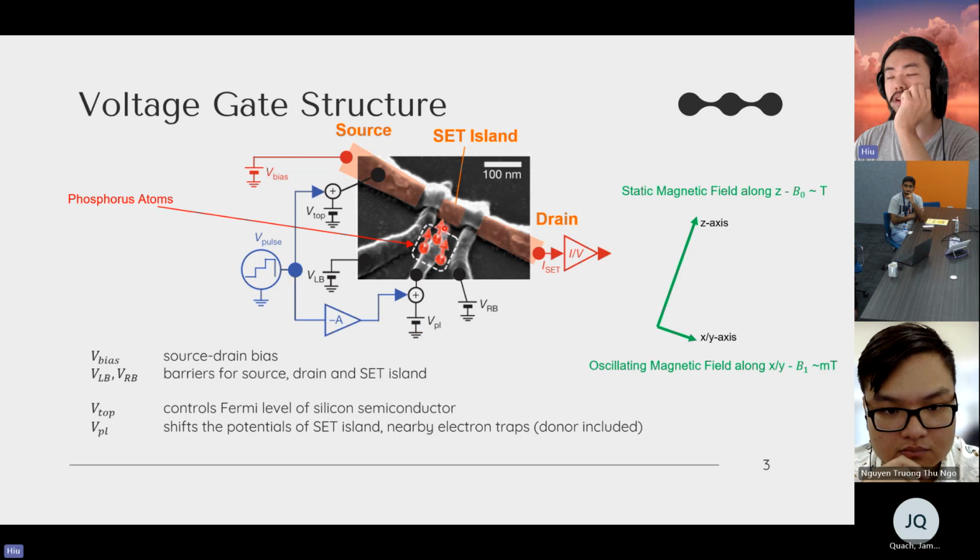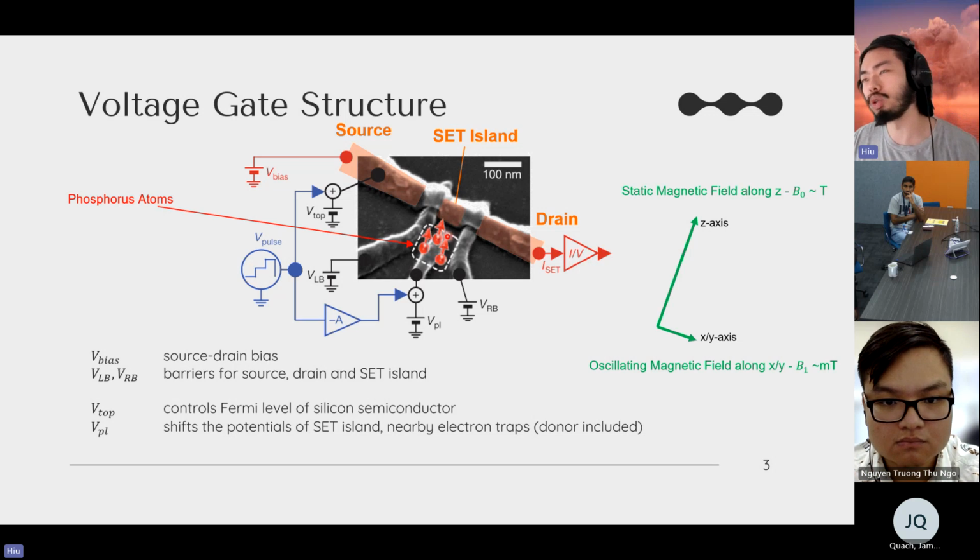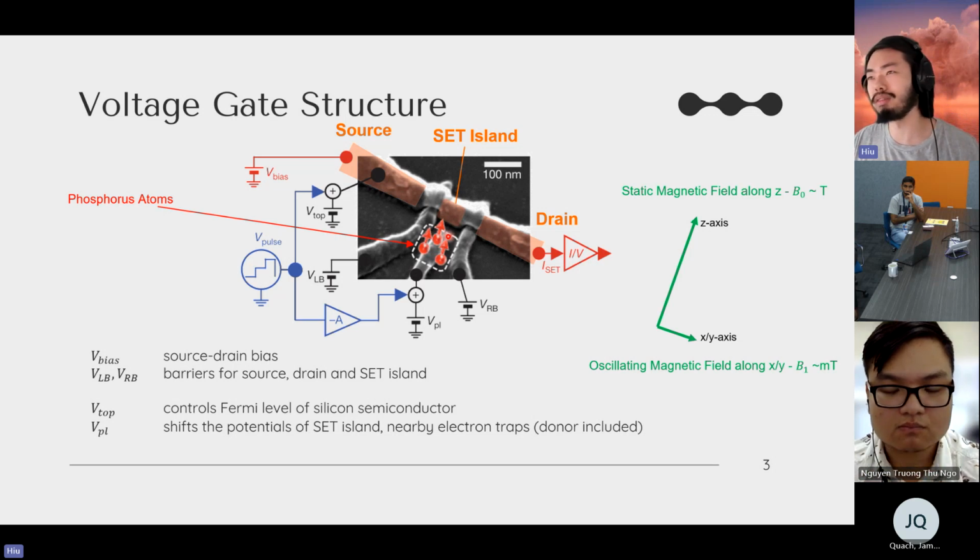The phosphorus atoms are the qubit. They hold the qubit electrons. So they're kind of like a hydrogen potential well, which works very well with the electron, I guess, with the coherence time.